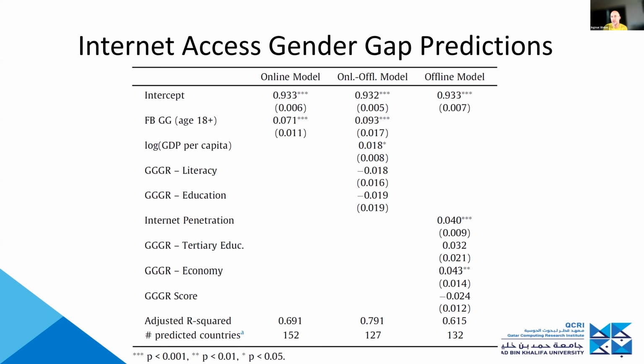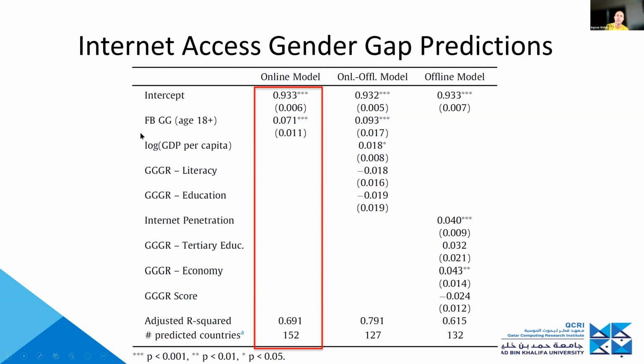So how does this work and how well does it work? Here I'm showing you a comparison of different models. On the left, you have a model that, apart from a constant or model intercept, has only one variable to make the prediction. This is the Facebook gender gap, just the ratio of female to male Facebook users, right? That's all there is. And using only this variable and the constant, in terms of model fit, you fit almost 70% of the variance across countries, right? So just using a single variable.